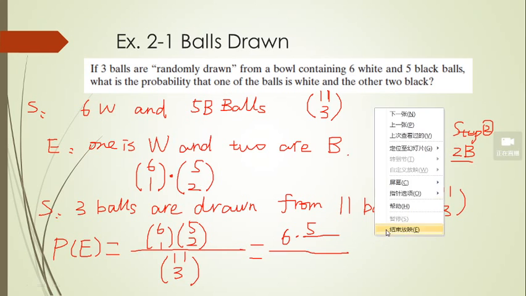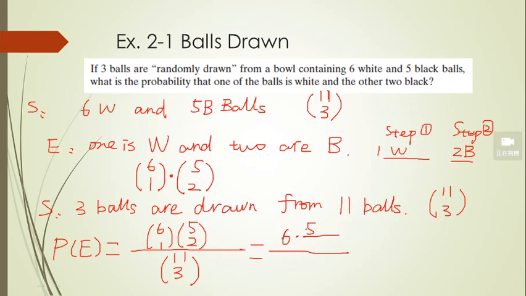Combination formulas. So that will be 5 factorial over 2 factorial times 5 minus 2, 3 factorial, right? And 11 choose 3, that will be 11 factorial over 3 factorial and 11 minus 3, 8 factorial. Okay, then finally you can calculate the answer. The answer finally should be 4 over 11. Okay, 4 over 11. So that is the first one.